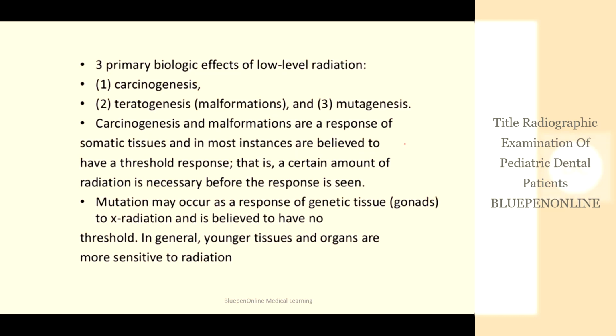There are three primary biological effects of low level radiation. This involves carcinogenesis, teratogenesis and mutagenesis. Carcinogenesis and malformations are responses of somatic tissues and in most instances are believed to have a threshold response. That is, a certain amount of radiation is necessary before the response is seen. Mutation may occur as a response of genetic tissue to radiation and is believed to have no threshold. In general, younger tissues and organs are more sensitive to radiation. So basically, radiation is a cumulative effect.